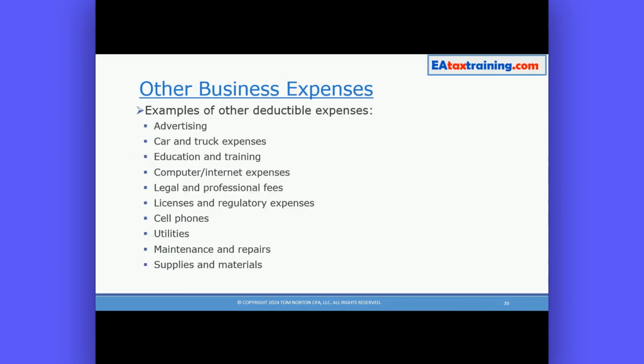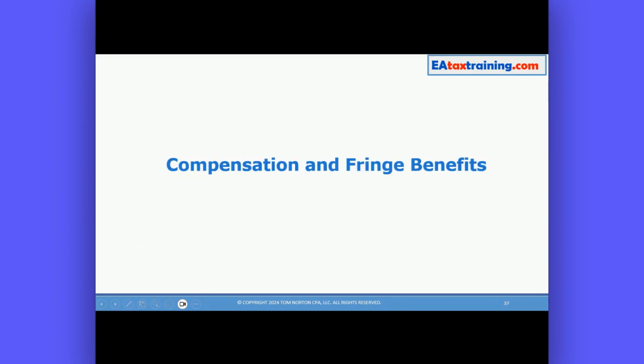Other business expenses. So we've talked about some specific business expenses that are more likely to be tested on the exam. But of course, there's lots of other things that could be deductible. And I've listed a bunch of them there on the slide: advertising, car and truck expenses, education and training, etc. All of those things, as long as they are ordinary and necessary business expenses used in a trade or business, so as long as they are legitimate business expenses, they can be deducted as well.